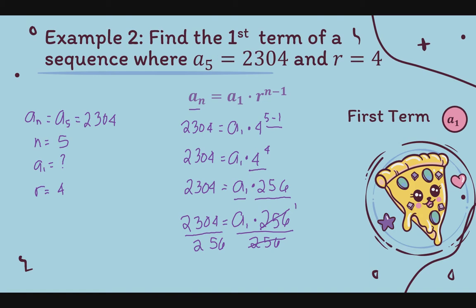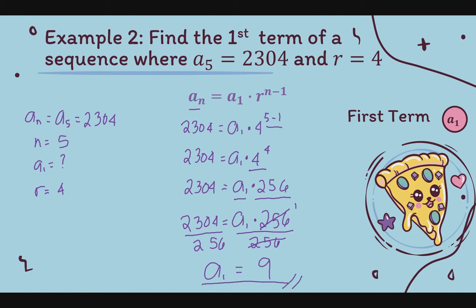2,304 divided by 256, ang value ng ating first term is equal sa quotient ng 2,304 divided by 256. So, that is equal to 9. So, ang first term ng sequence na to ay 9.